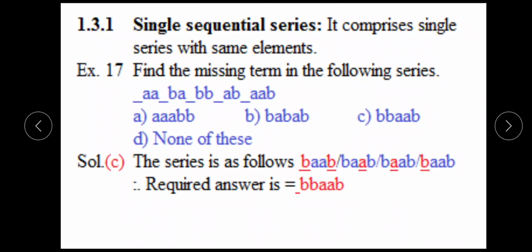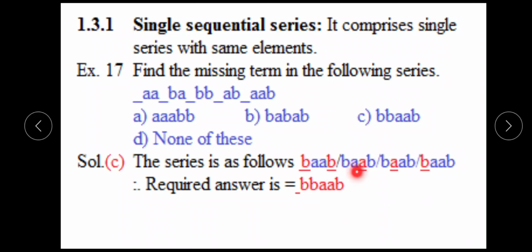And we can see that after filling this there is a group of 4 letters: B double A B. After that we can see again B double A B, B double A B, B double A B. The required answer is B B A B.